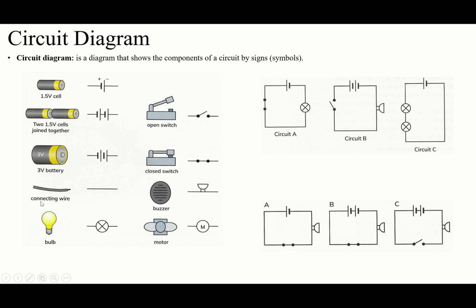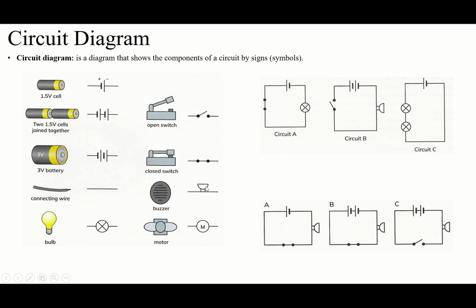And the connecting wire is easy, just a line. And bulbs, or we can say lamps, look exactly like that, so easy. You see that these two have not been connected. That's why this is an open switch. It has been opened, so it's easy to recognize. And the closed switch means it's closed, there is no space. You see here is a space, but here there is no space. That's why we say closed switch.